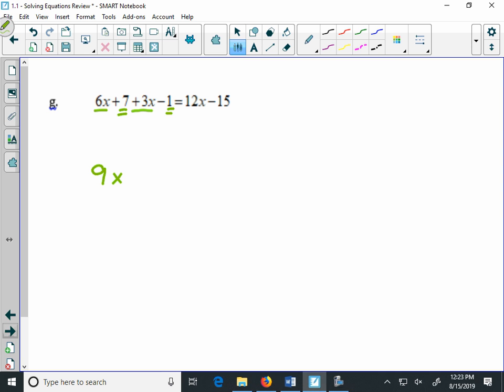Again, those x values are now on opposite sides. Which x do we want to move over? Yeah, move that little one over. We're going to move over the 9. So we get 6 is equal to, what's 12x minus 9x?